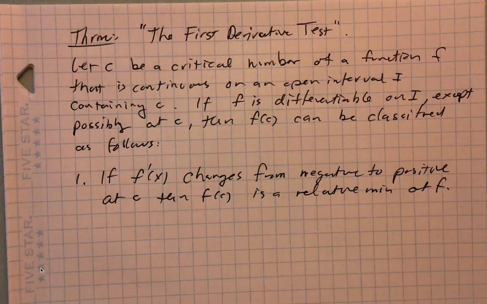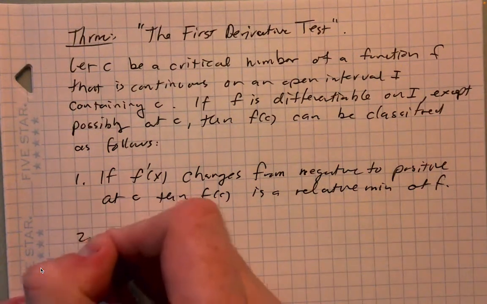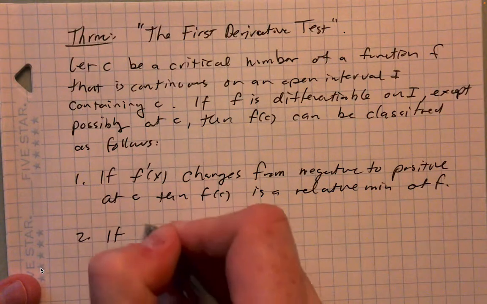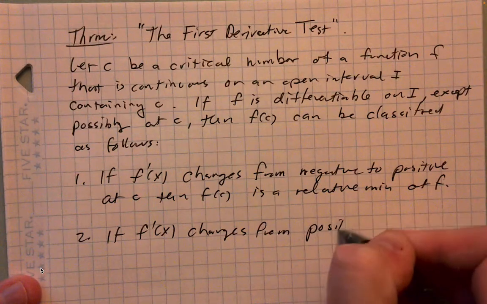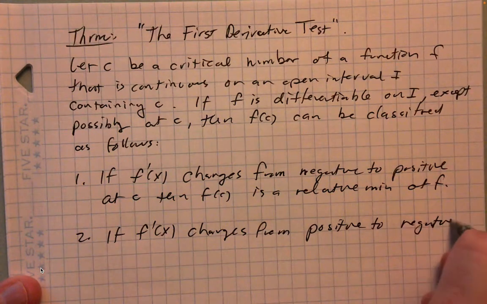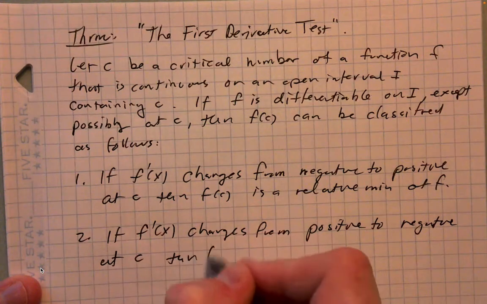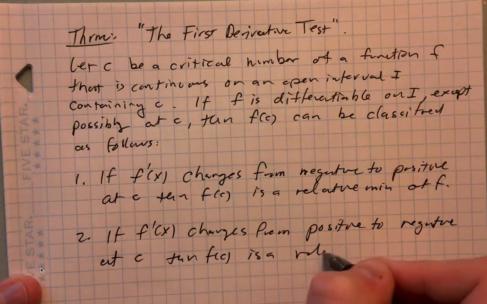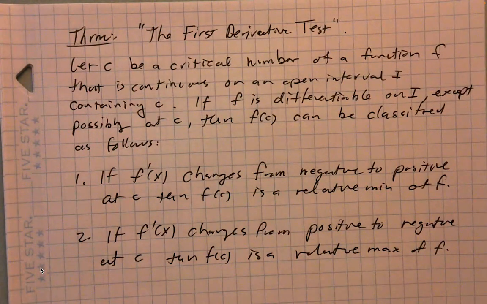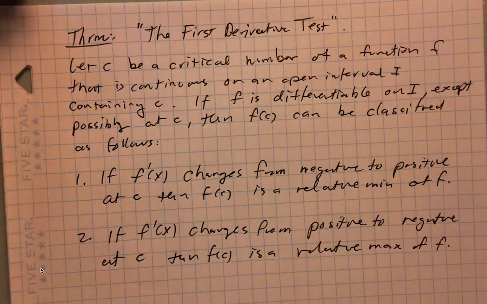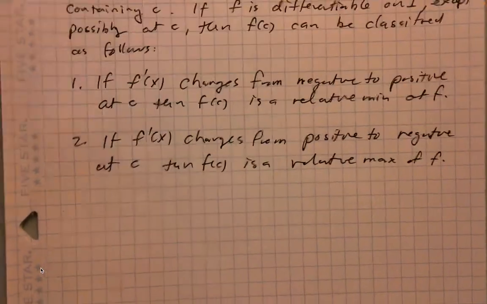So if f prime of x changes from negative to positive at c, then f of c is a relative min of f. And if the reverse is true, if f prime of x changes from positive to negative at c, then f of c is a relative max of f. Okay. Probably that is coming through as clear. But let's draw some pictures to make sure this makes sense.